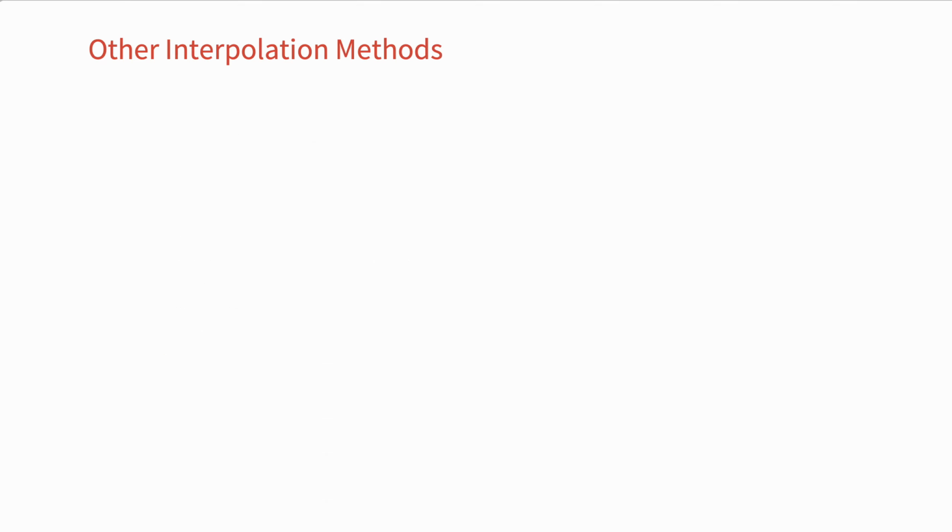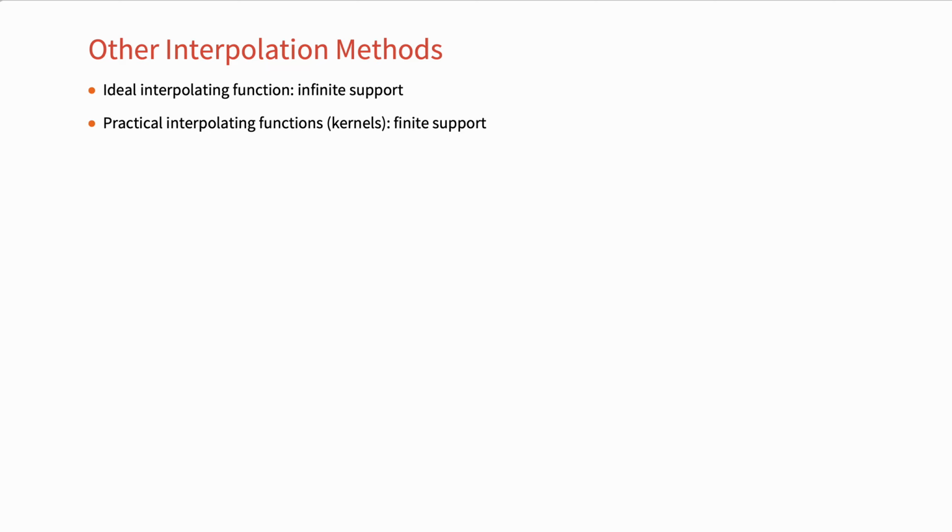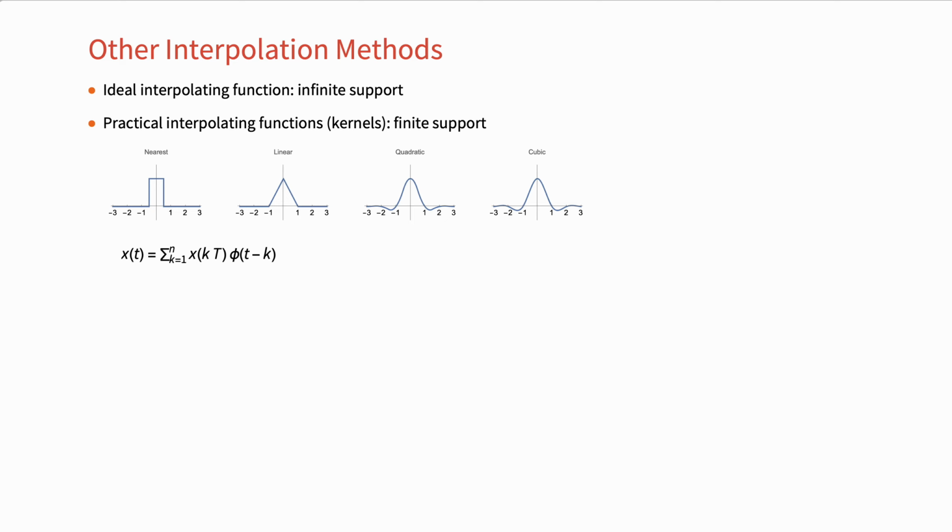The ideal interpolating function, as we defined, has infinite support, and so it cannot be used in practice. All practical interpolating functions or kernels have finite support. Here are some typical examples. Interpolating with finite support kernels follows the same formulation as in the case of ideal interpolation. Instead of convolving the sample sequence with the sinc function, the convolution is done using the kernel function phi as shown here. The interpolating kernel phi has local support and it has the important property shown here.